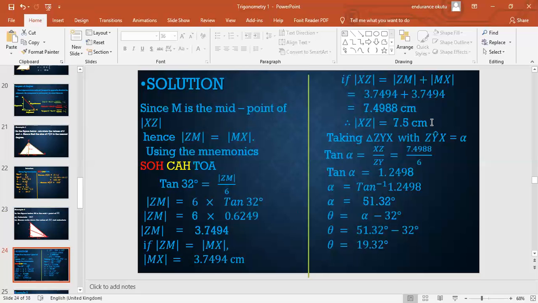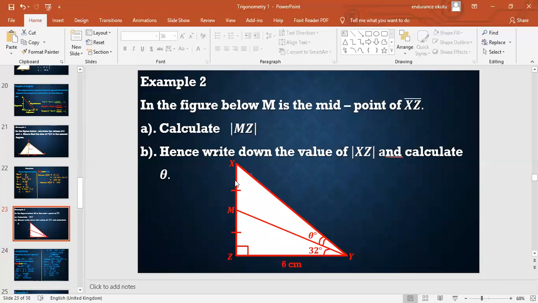Okay, class. Now, taking the next question, we are asked to find the value of theta from the question. Now, for us to find the value of theta, all we need to do is we just have to first of all find the sum of all these angles.